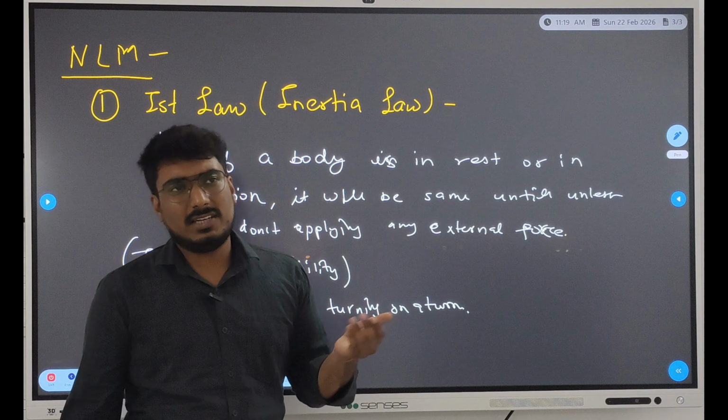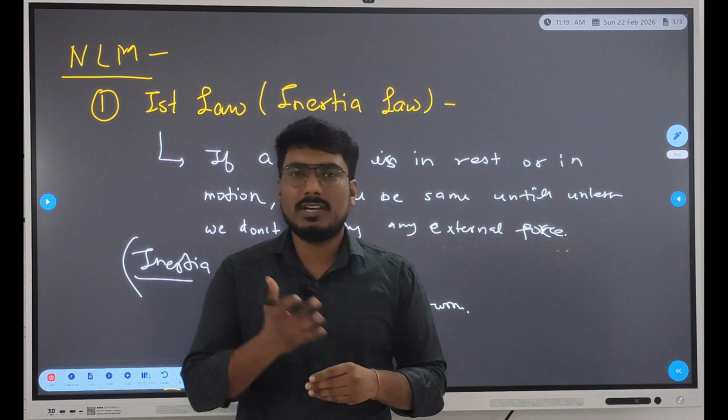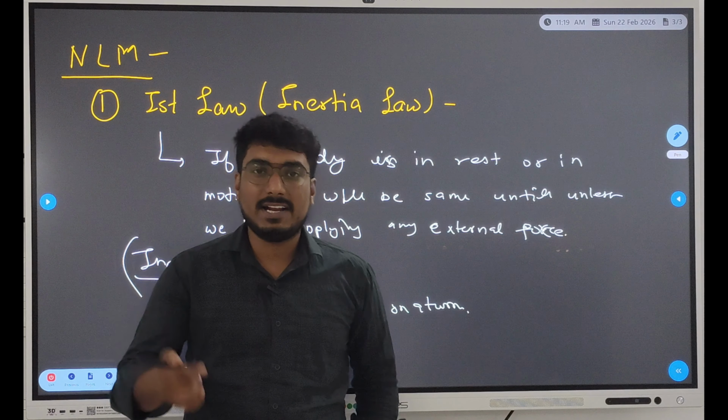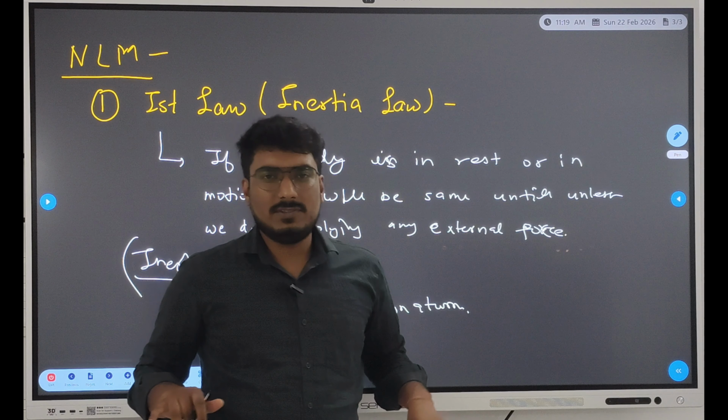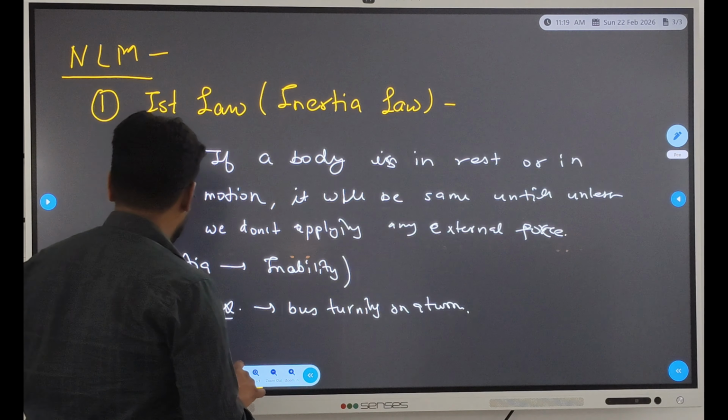In that we can say three or four states are there, like inertia of rest, inertia of motion, inertia of direction. So three types of inertia we have. We don't need to go into that much depth. That's the basic part of the law of inertia.